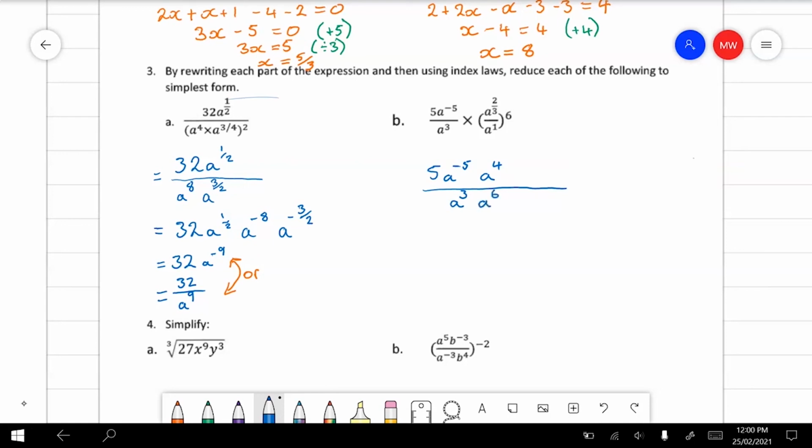All right, and then we like to bring everything up in one line so that we can just apply law number 1. So we'll have 5, a to the negative 5, a to the 4, a to the minus 3 when it comes up, a to the minus 6. I'll have 5, a to the minus 5, plus 4 is minus 1, minus 1, minus 3 is minus 4, minus 4, minus 6 is minus 10. If you like to write that in positive index form, it will look like this, but the question hasn't asked for it, so either form is fine as your answer.